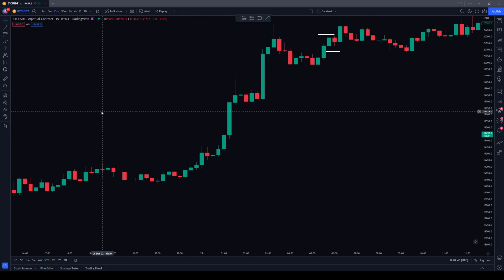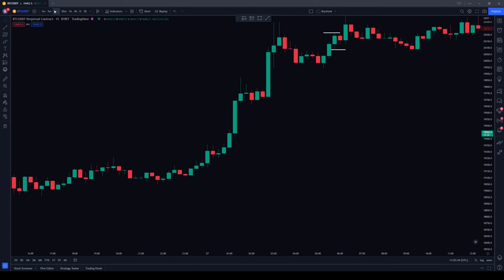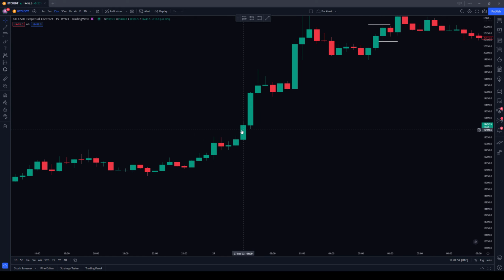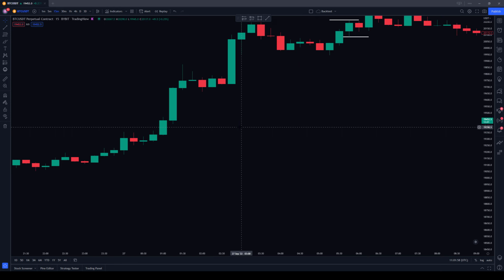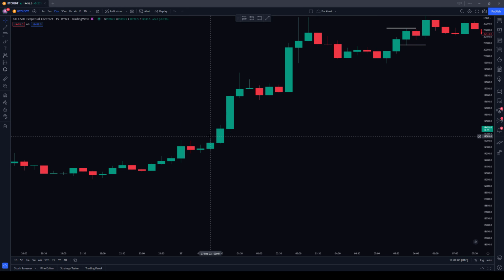So the strategy is actually really simple. You always look on a 15-minute chart. Doesn't matter which pair, but I always use BTC USDT. But if you are on the 15-minute chart and your candle closes, as an example right here, so don't look into the future, you see this candle on 1 o'clock.